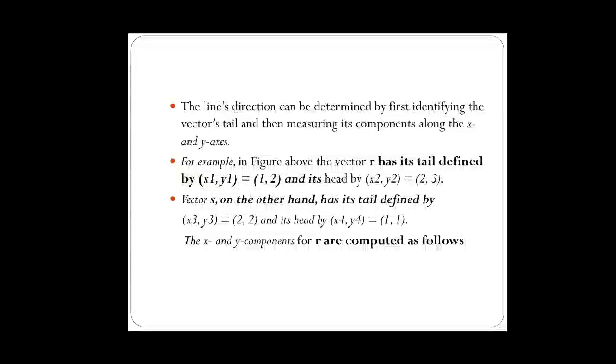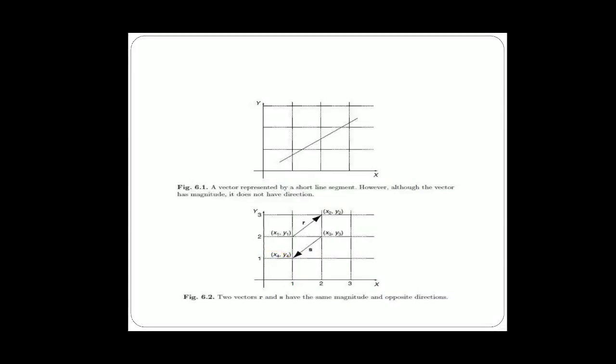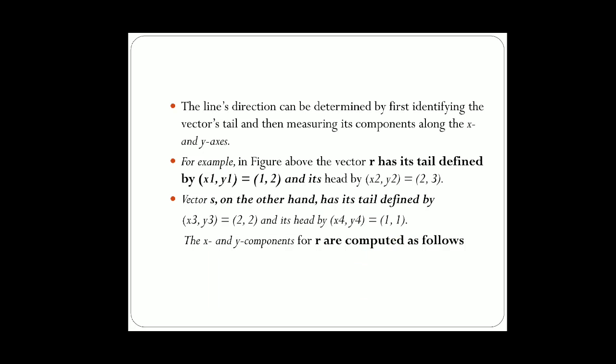And its head is x2, y2, which is equal to 2 comma 3. So the values are 2 comma 3 depending on the x and y axis. They have taken the values from the intersection, 2 from the x axis and 3 from the y axis. So such variables will be calculated.